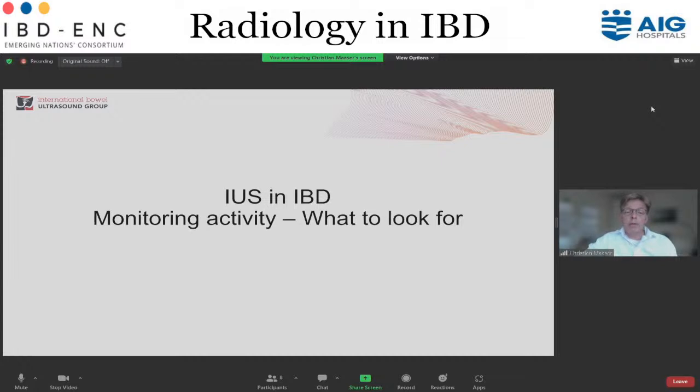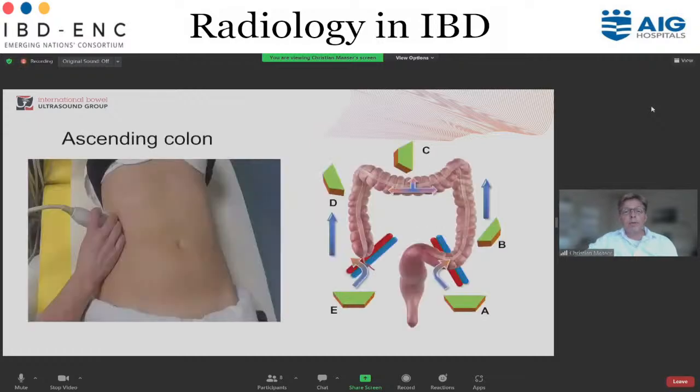Now, as an IBD monitoring activity, what do you look for? Those of you who have not done intestinal ultrasound yet, first you have to have a structure. You need to know what you want to look for. And you can see here A, B, C, D, E. These are the different steps of examining the colon and then the terminal ileum, and later on the sweep over the small bowel.